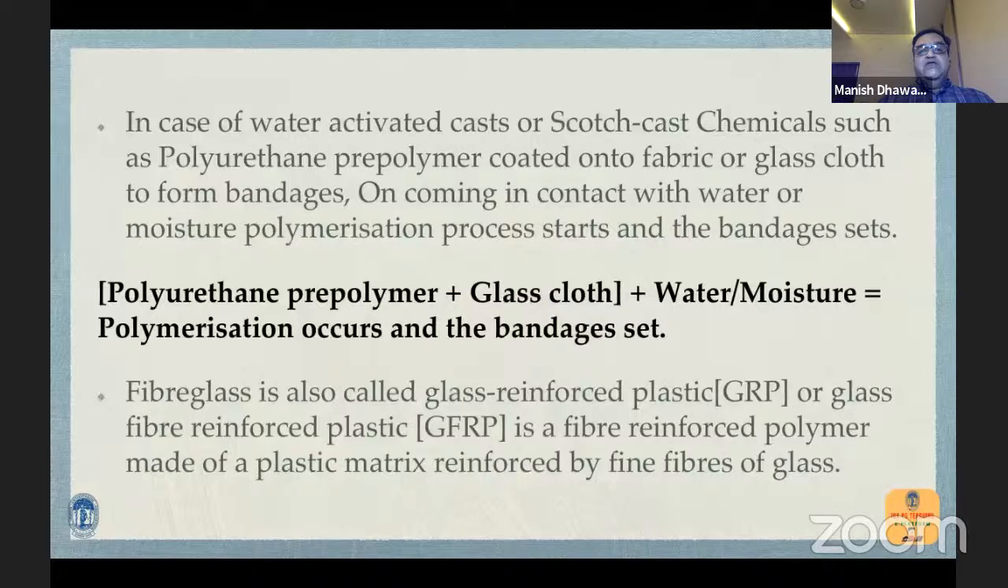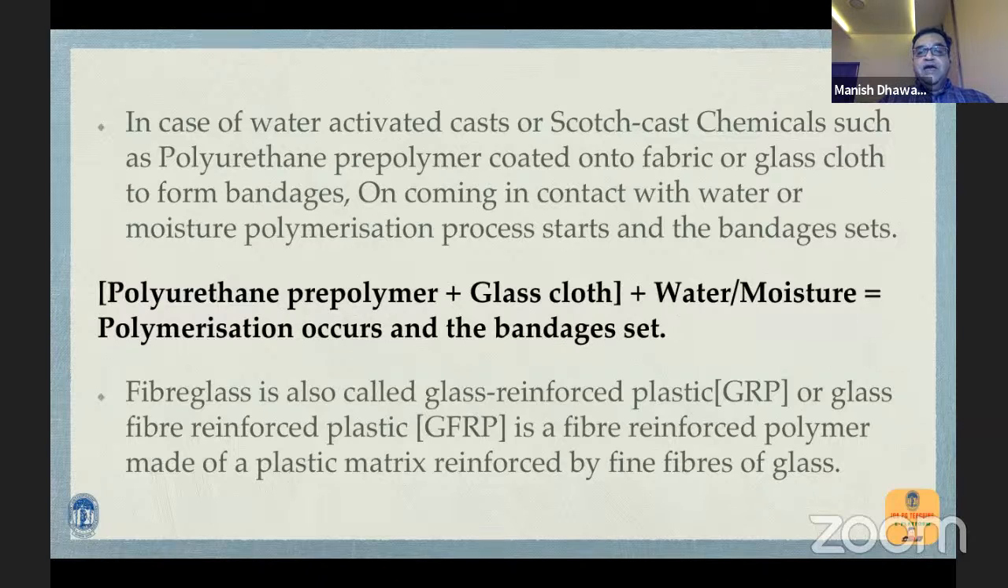Then in the case of water activated casts like Scotchcast, the chemical is a polyurethane pre-polymer coated on a fabric or glass cloth to form bandages. On coming in contact with water or moisture, the polymerization process starts and the bandage sets. So polyurethane pre-polymer plus glass cloth plus water or moisture, polymerization occurs and the bandage sets in.